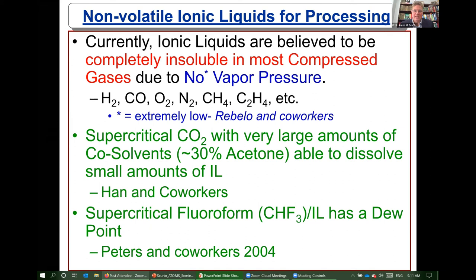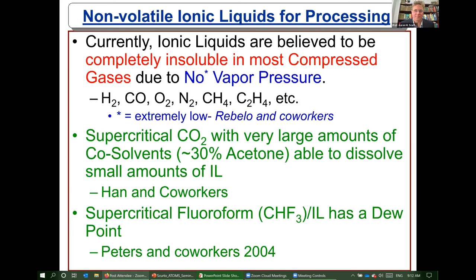And so we've seen this with a lot of different gases, especially permanent gases, that the ionic liquid is just immeasurably insoluble in the vapor phase, even up to very high pressures. However, it has been shown that if you put some polar co-solvents in some of these gases, such as supercritical CO2, you can start to get some ionic liquids to dissolve in the fluid phase, the vapor phase. And Cor and Peters also showed that with hydrofluorocarbons like fluoroform, they actually have dew points. So obviously they have some finite solubility. But for most gases, it's going to be low to none. And for some, we'll have to worry about their solubility in that other phase, that polar gas phase.